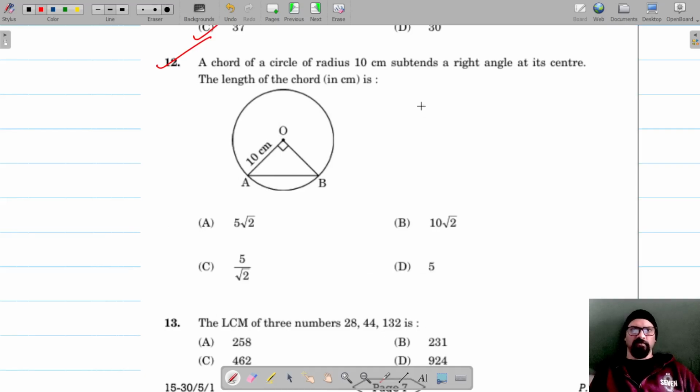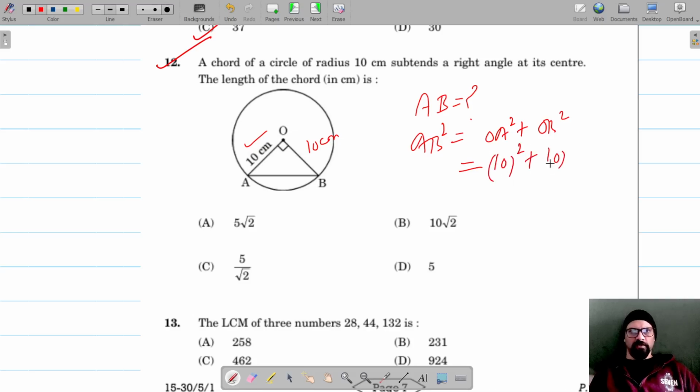In this case, we have to find AB, and this is a right angle triangle. This is 10, so this is also 10, because these are the radii of the same circle, and in this we are going to use the Pythagoras theorem. So AB square is equal to OA square plus OB square. So OA square is 10 square, and OB is also 10. So 10 square is 100 plus 100 is 200.